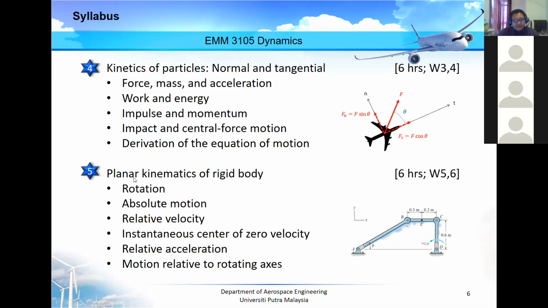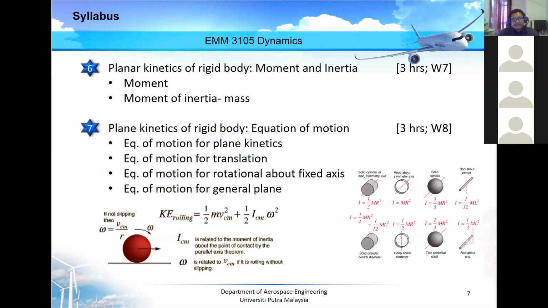And then moving on, number 5 here, planar kinematics of a rigid body. We look into the rotation, absolute motion, relative velocity, instantaneous center of zero velocity. There are special methods that we are going to use to solve problems, for example, on this one on the right here. Then relative acceleration, motion relative to rotating axis, etc.